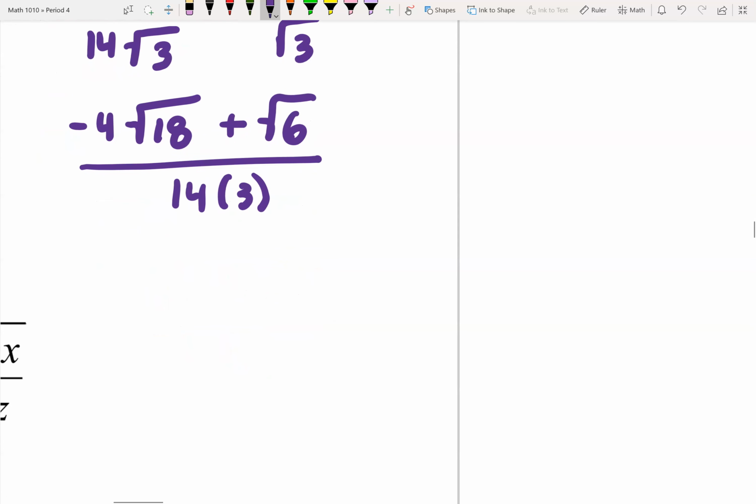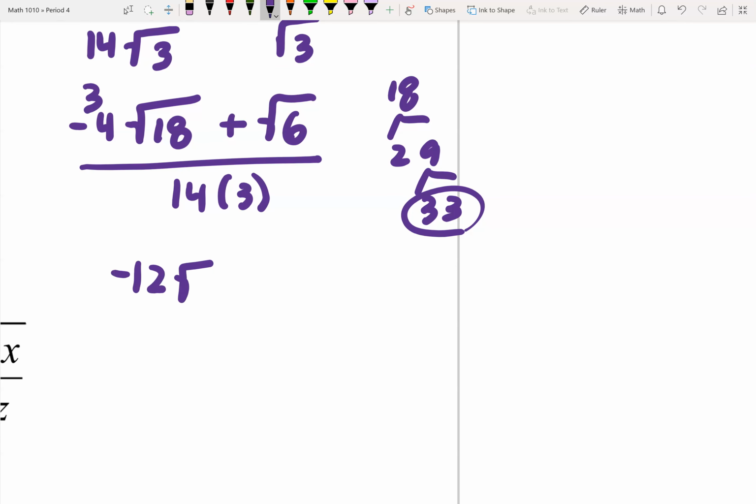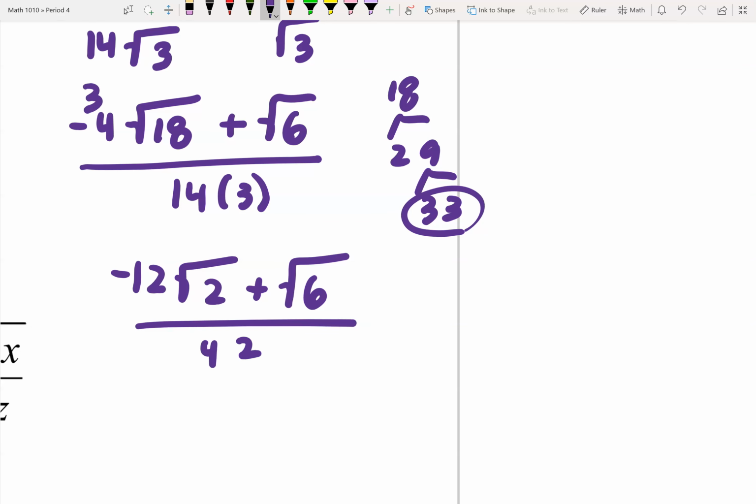Okay, now there's still two more things I need to do. First of all, on the top, I can break that 18 down. So 18 is 2 times 9, and 9 is 3 times 3. So those two 3's come out as a single. So I have -12 square root of 2 plus the square root of 6 all over 14 times 3 is 42, I believe. Can I reduce anything?